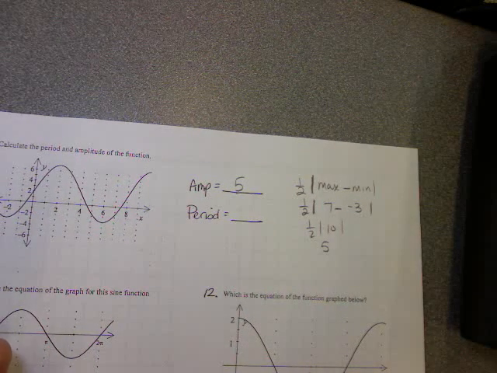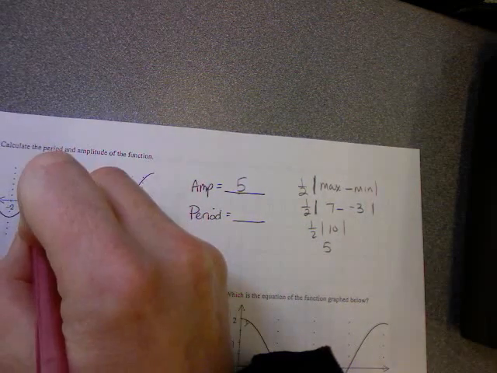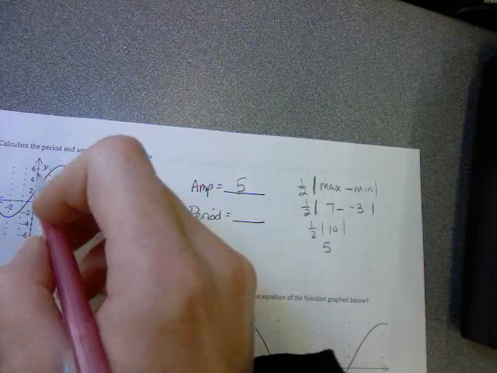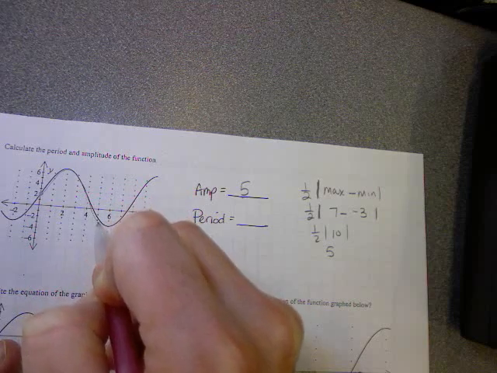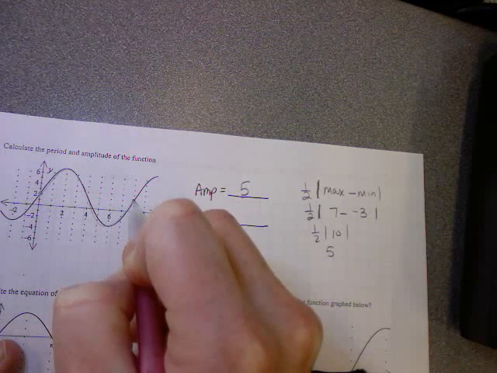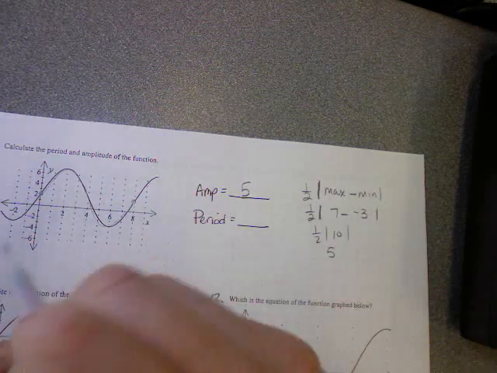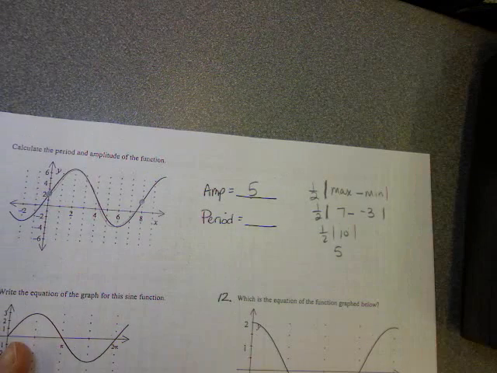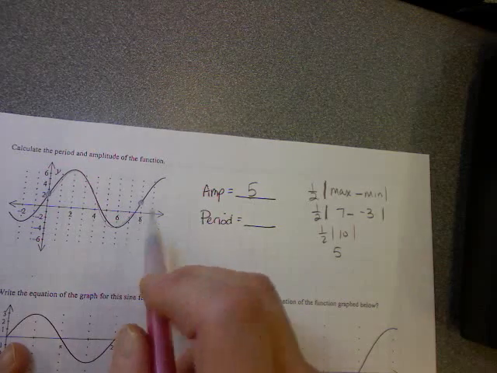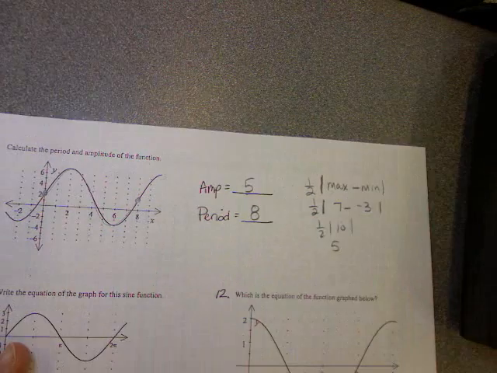And the period is how long it takes to finish one cycle. So if we start here at 0, it starts at 2, we have to go all the way until it gets back to that point, and that is right here. That is one cycle of the graph from here to here. How long does that take? It takes a value of 8, so our period is 8.